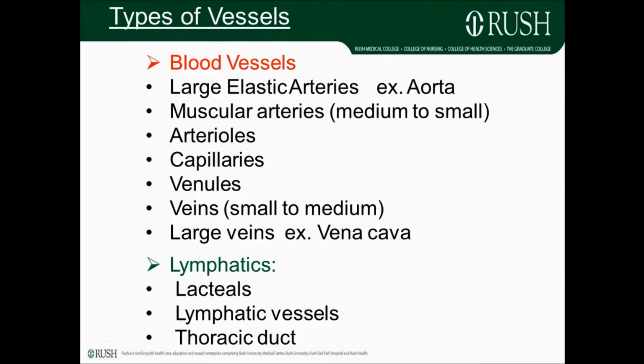So, the types of blood vessels include large elastic arteries, the aorta and its large branches really, muscular arteries, arterioles, capillaries, venules, veins, and then large veins. The lymphatic vessels include lymphatic capillaries, of which lacteals is one type, lymphatic vessels of medium and large size, and then the largest lymphatics, such as the thoracic duct.